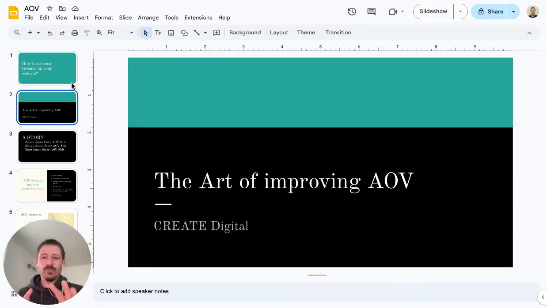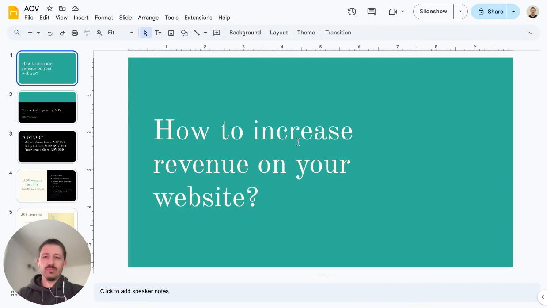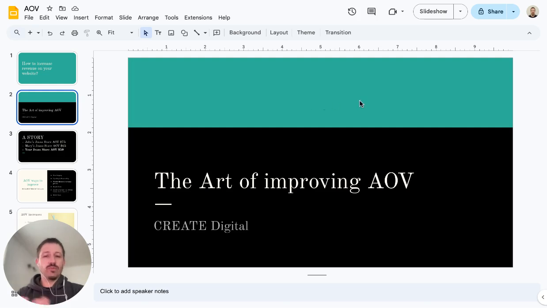So today I want to talk about the art of improving AOV. I already had a post before in terms of how to increase the revenue on your website, right? And one way of doing that is improving the AOV. The AOV is the average order value, and it basically just tells you from all the customers that you have, how much are they spending with you?